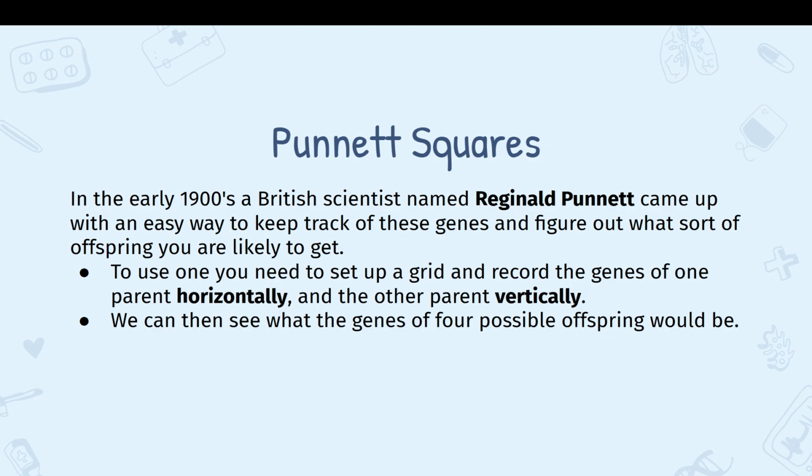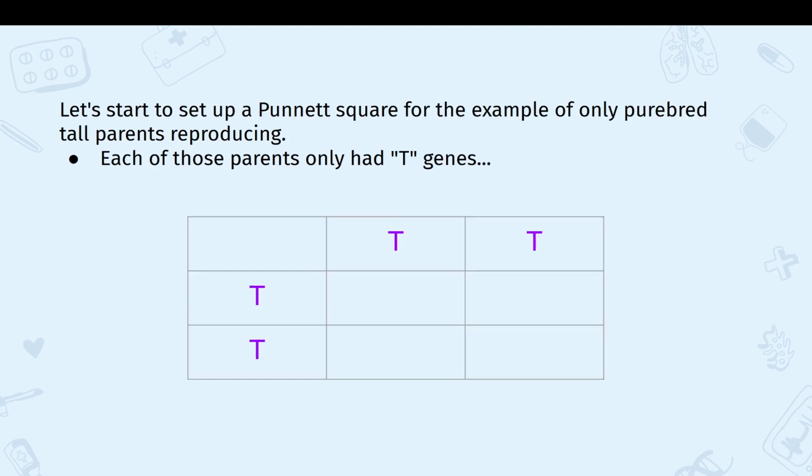This is something that a guy named Reginald Punnett came up with. He said we're going to play almost like a game of Battleship. Along a top row horizontally, we list the genes of one of the parents. Vertically, we show the genes from the other parent. Then we can see how the parents give the genes to the offspring, and we get the possible combinations of what can happen. So this is a Punnett square.